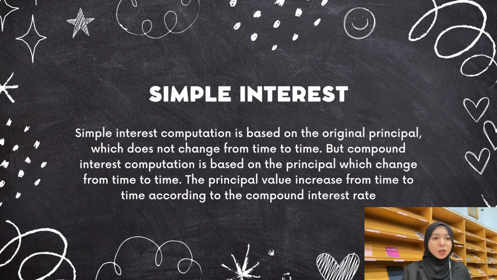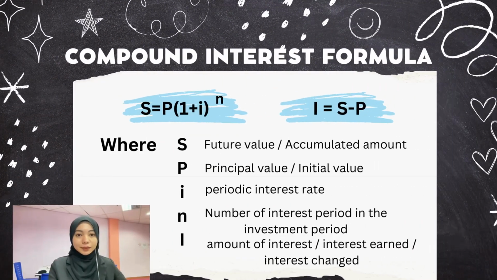Simple interest. Simple interest computation is based on the original principal, which doesn't change from time to time. But compound interest computation is based on the principal, which changes from time to time. The principal value increases from time to time according to the compound interest rate.